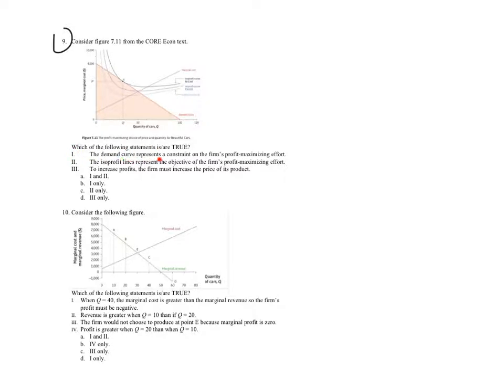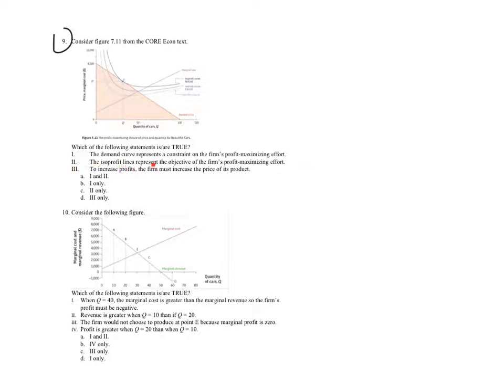1. The demand curve represents a constraint on the firm's profit maximizing effort. Yes, that's the feasible set. That's the set within which the firm must operate. The firm would much rather be out here at a much higher profit, but they're constrained by this demand curve, by what buyers will pay.